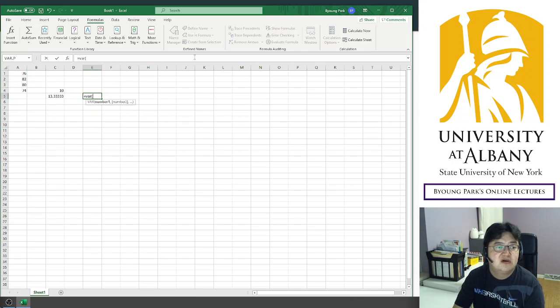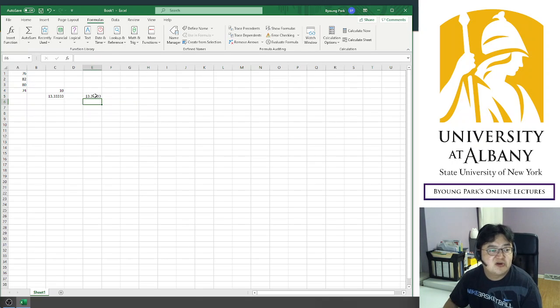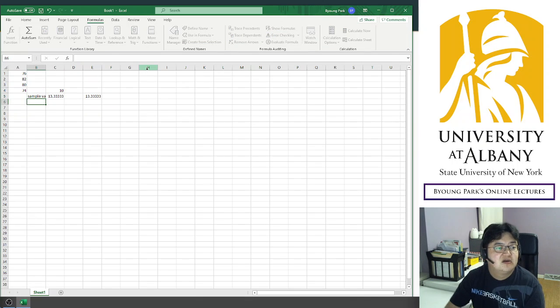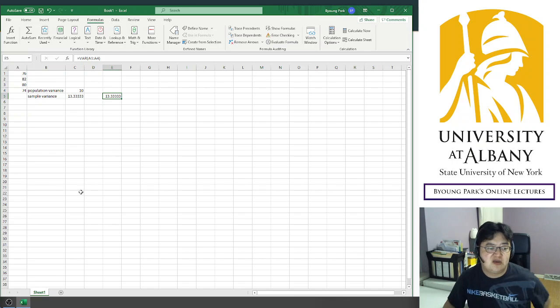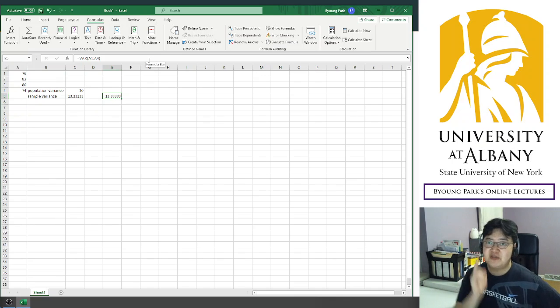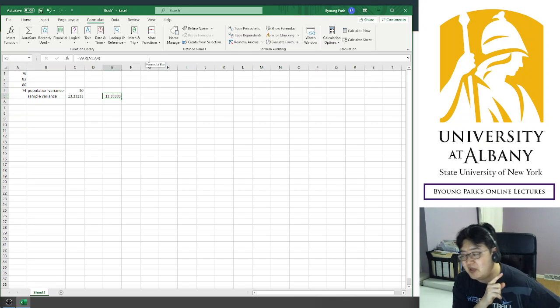If you use the older formula, it returns the sample formula. So this is the sample variance, and this is the population variance. There are two different formulas, and this is the older formula used in the earlier versions. And as you can see from this, the default is the sample formula. It's really annoying.